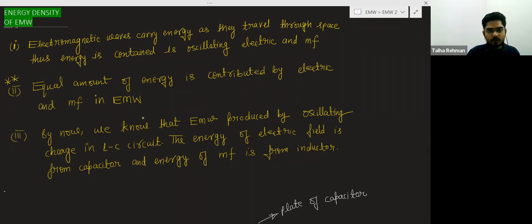So here I have proved that the average value of the electric field is equal to the average value of the magnetic field.